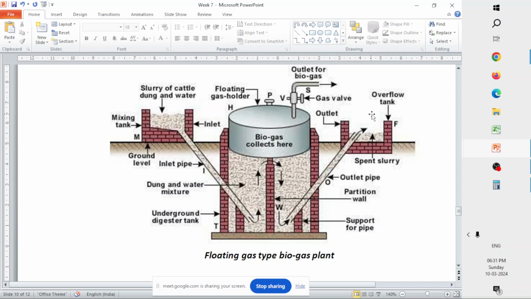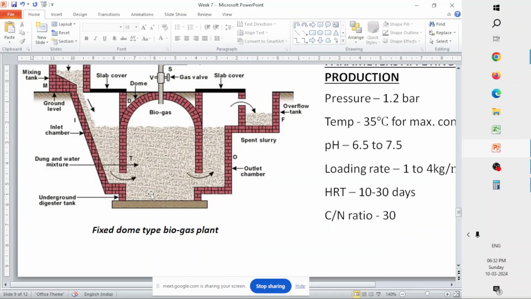So in case of your floating gas type, since the gas holder, where your biogas is going to get collected, floats, the pressure inside this digester tank will remain constant, whereas your volume will keep expanding and contracting depending upon the biogas generated during the process. So this is the difference.